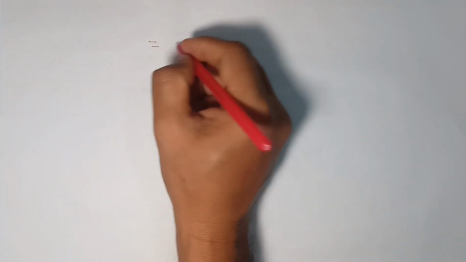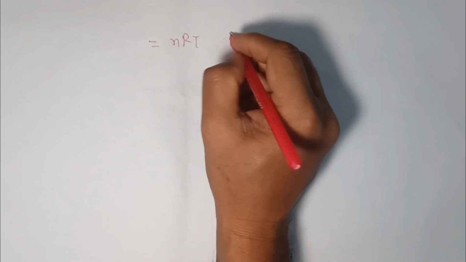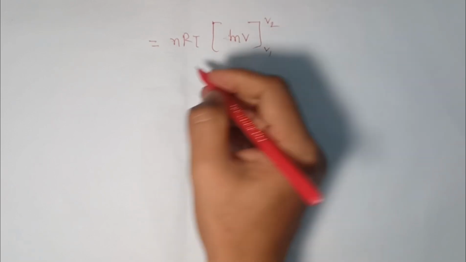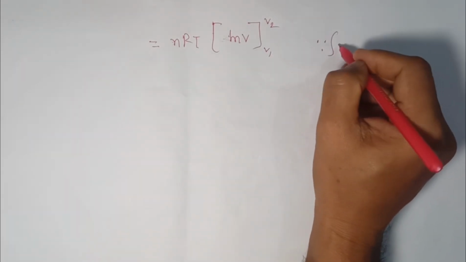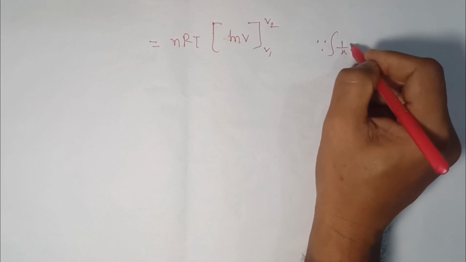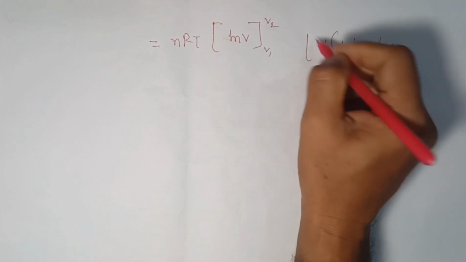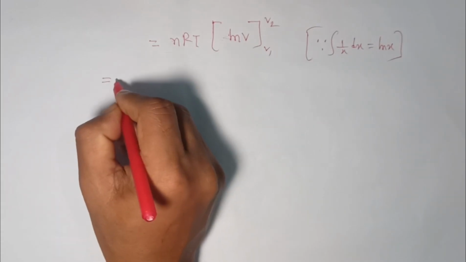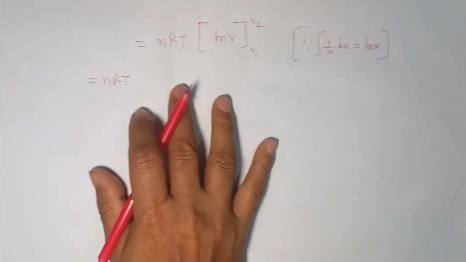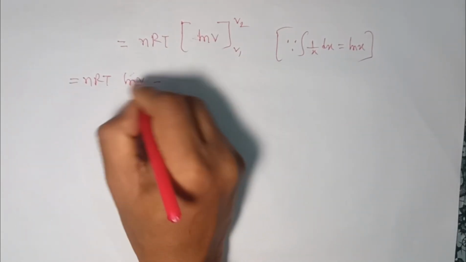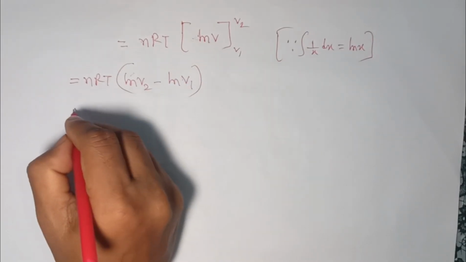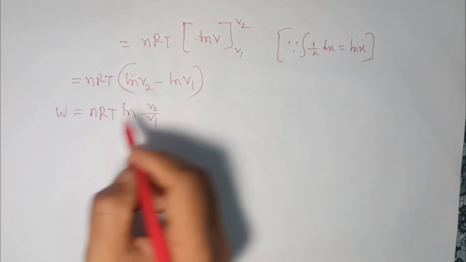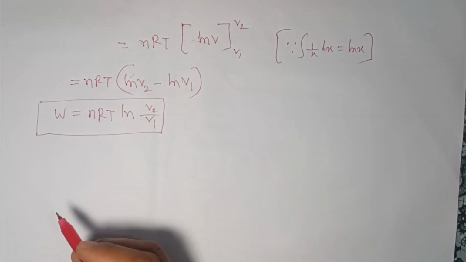nRT ln V from V1 to V2, since the integration of 1 by x dx is equal to ln x. So nRT times ln V2 minus ln V1, which is nRT ln V2 by V1. This is the total amount of work in isothermal process.